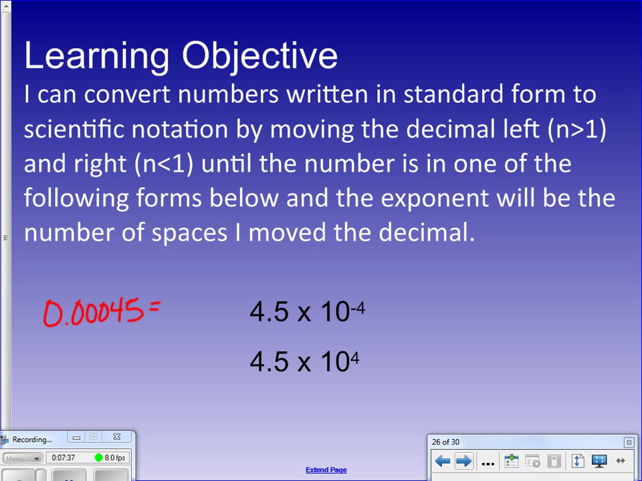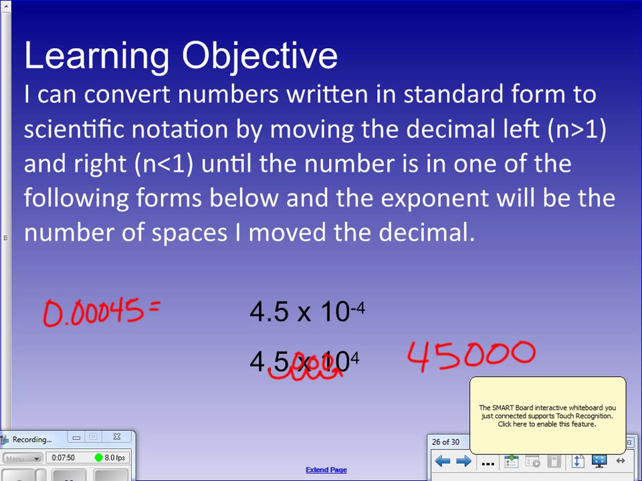And then this one over here, I'd be moving it 4 places to the right. And I'm going to fill these empty spaces with 0. So it'd be, oops, I'm sorry. So it'd be 4, 5, 0, 0, 0. So these 2 are now equal.